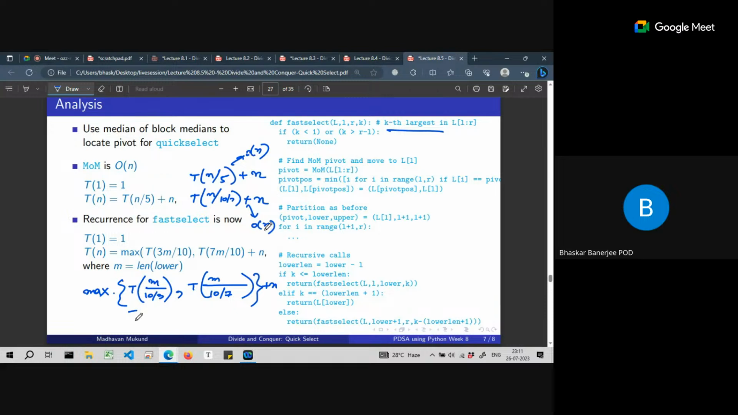But if you go for quick sort, then you have to consider both, and how to solve a recurrence relation with two terms when there is a plus term is out of the discussion. So we cannot do that. In that case, if you solve, then you will get n log n.